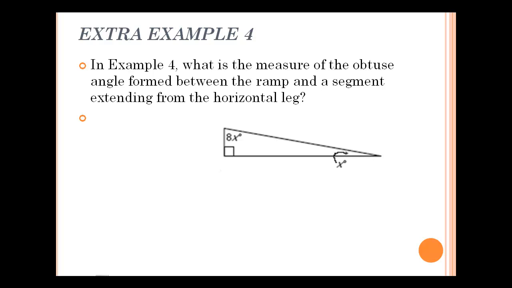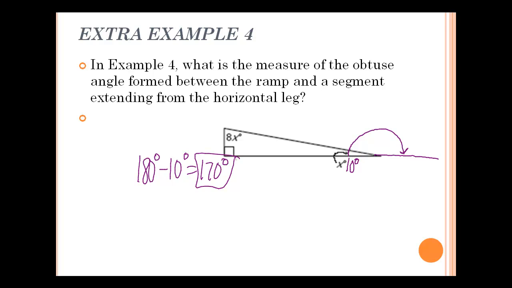Okay, so if I extend this side right here, it says what's the measure of the angle formed between this ramp and this leg extended. Well, we know this one right here is 10 degrees, and because these two are a linear pair, if I just do 180 degrees minus my 10 degrees, then I get 170 degrees. So that angle is 170 degrees.